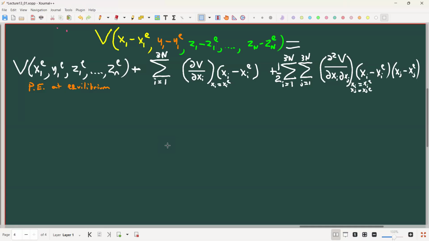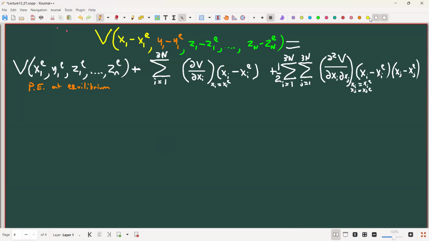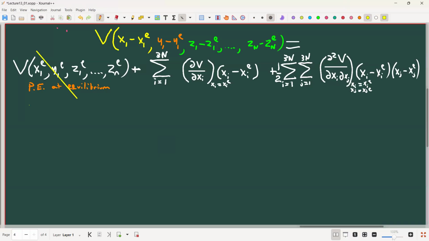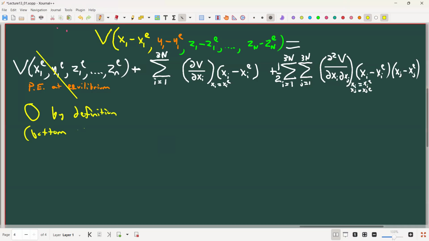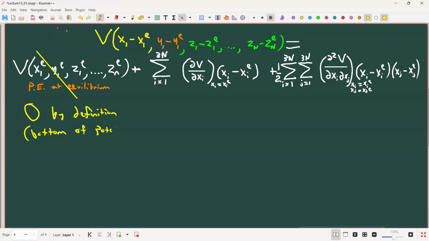So what we can just do is say that potential energy is minimal, can't be any lower than that. And so we can just set it to 0, just by definition. This is at the bottom of the potential. It's the minimum energy, the minimum V possible.